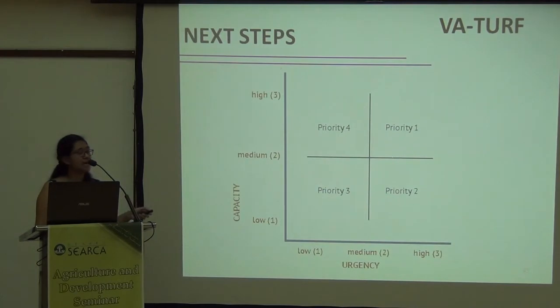After that, this is the urgency capacity matrix, wherein you will know how to prioritize your actions to reduce the vulnerability. For example, in the urgency, you have a very urgent issue that can be addressed using this action, but you have very low capacity, so it will go to priority number 2. As compared to if you have the capacity to do that action, for example, you have funding. So if you have high urgency and high capacity, it will go to priority 1. That means the action that we need to prioritize.